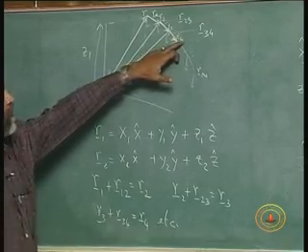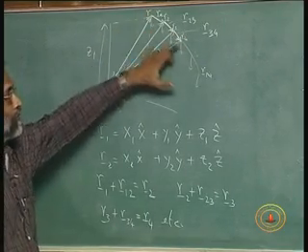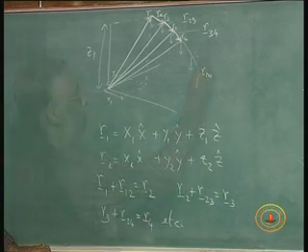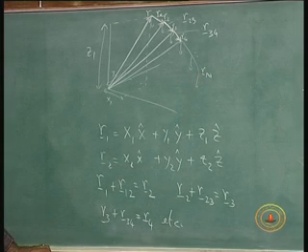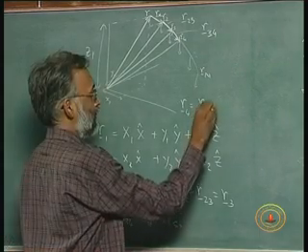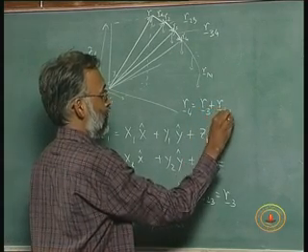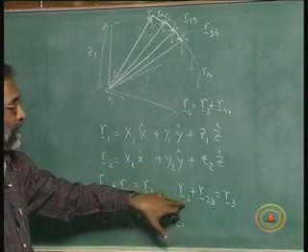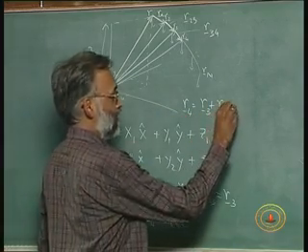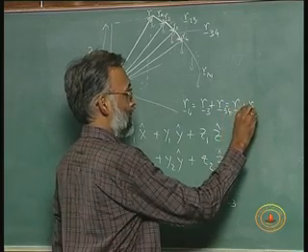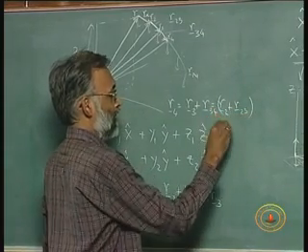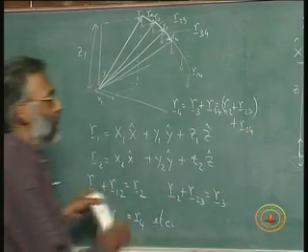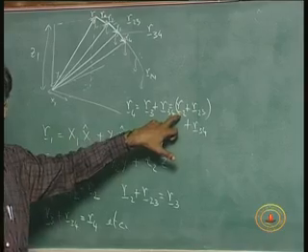Supposing I want to write R4 in terms of R1, what do I do? Well, I will write R4 is equal to R3 plus R34. But R3 itself can be written, it's equal to R2 plus R23 plus R34. But I can substitute for R2.